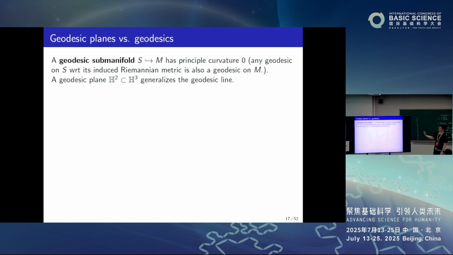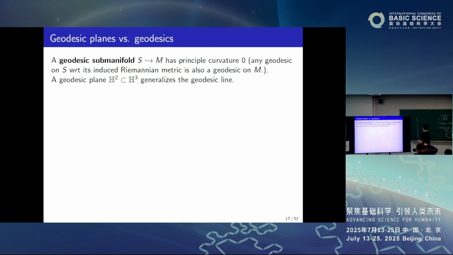So geometrically, there are many ways to define the geodesic submanifold. One is that it has principal curvature 0. Just like, how do you define a curve to be geodesic? A geodesic is a curve with curvature 0. So it's like straight in space. A geodesic submanifold is like a submanifold but with principal curvature 0. So this is like the higher dimensional generalization of geodesic. And a geodesic plane is a two-dimensional analog of geodesic. Okay?